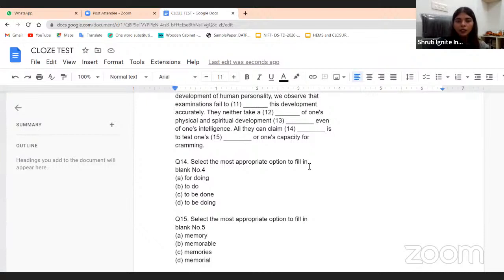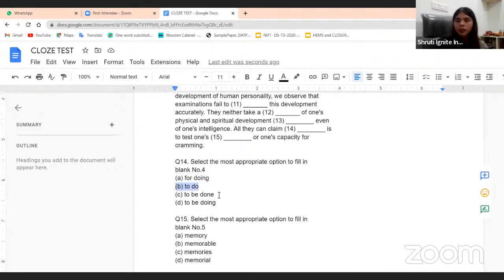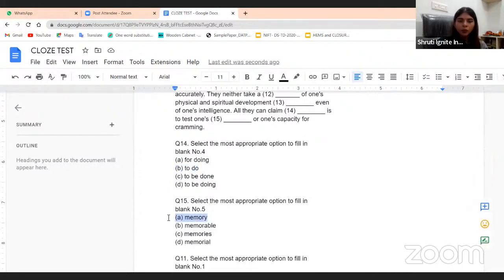Now you can go with the next one. Memory. Memory. To do was correct, right? To do is correct. B is correct in this case. And then for the next one, option A is correct for 15th.